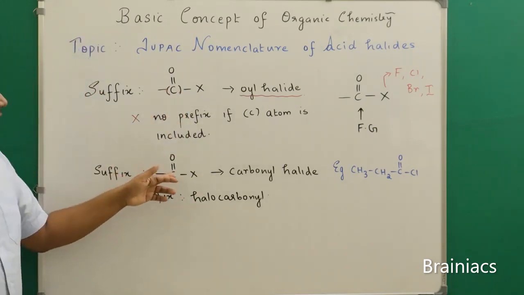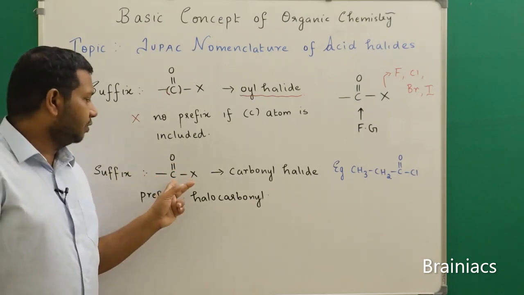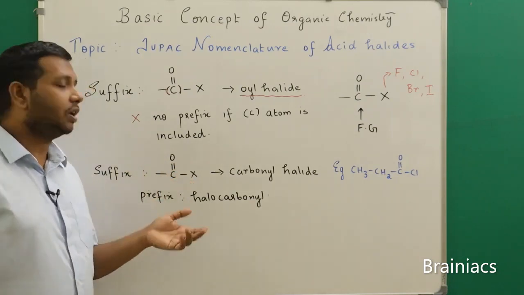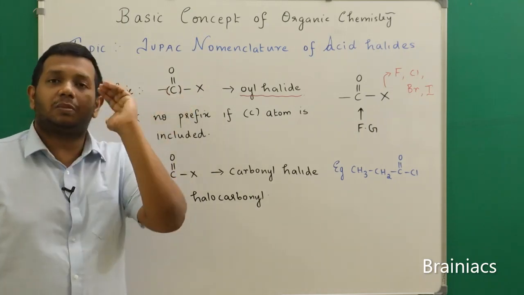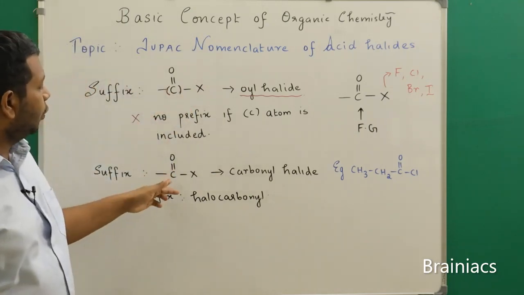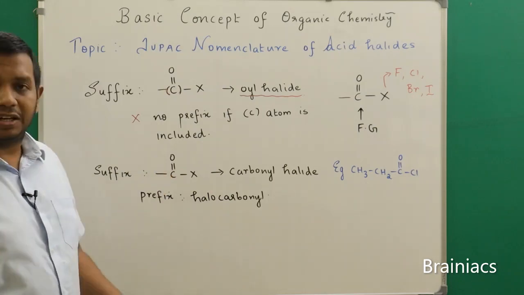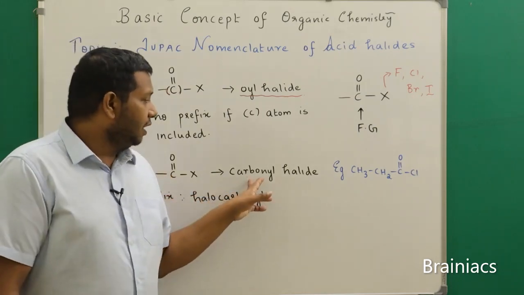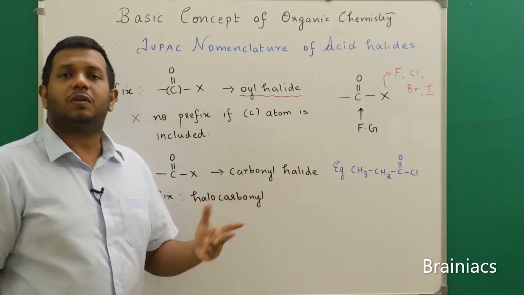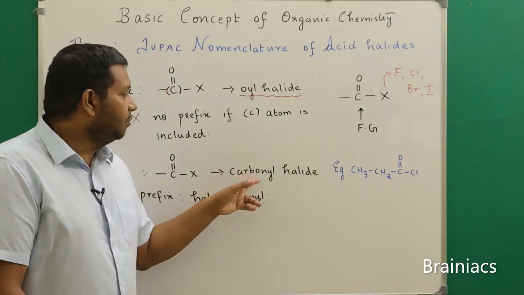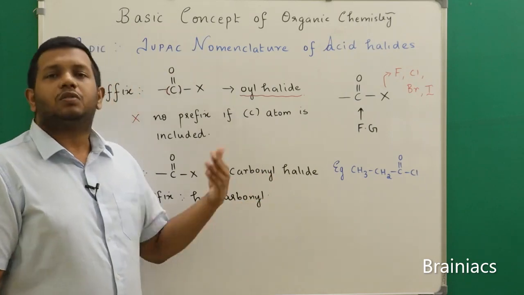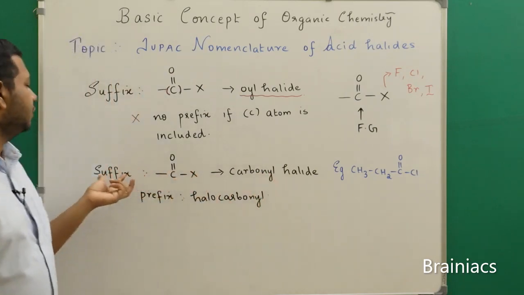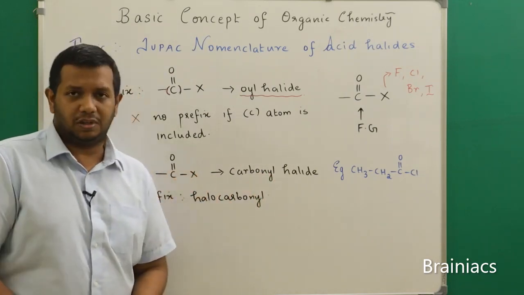Suppose COX, in this case you can see this carbon atom is not included in the parent chain. How do you know that? Because no brackets are kept here. Brackets mean that carbon is included. So in this case, carbon atom is not included in the parent chain, so what should be the suffix? It should be carbonyl halide, because the carbon atom is not included. So in the name we will mention carbonyl. Understood? So carbonyl halide will be the suffix used, that is the secondary suffix we are using.